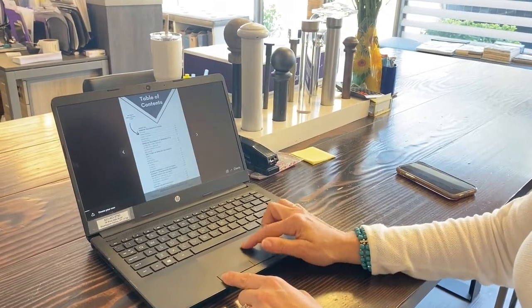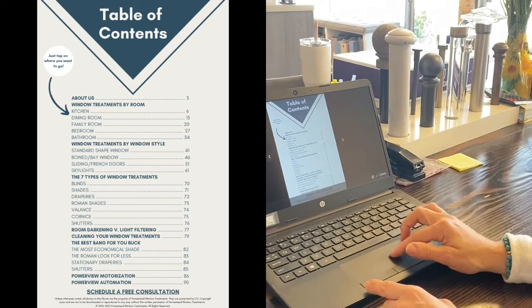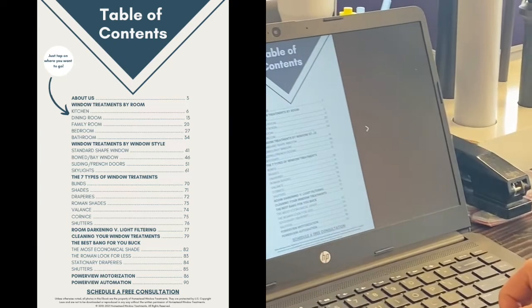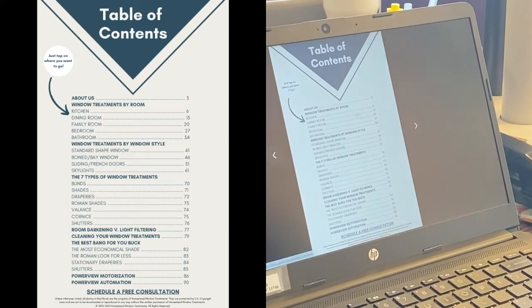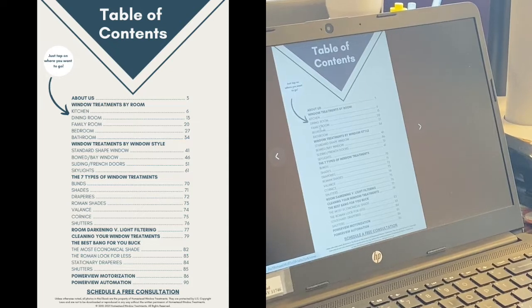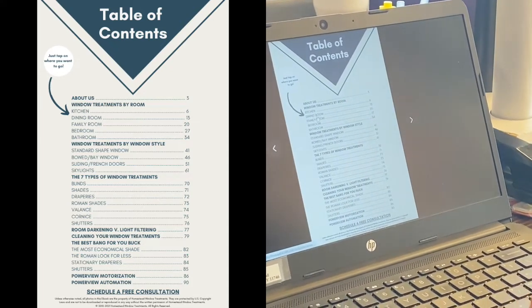So in the first page, you're going to see this table of contents. It's not just a list of what is in the guide, it's also a link to the specific pages. And you'll see it all broken down by category. You can shop for window treatments by room. So if, say, you're looking for the family room or the kitchen, you just click on that room and it'll take you right to a page that features kitchens.